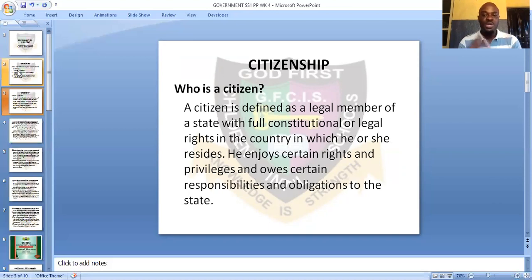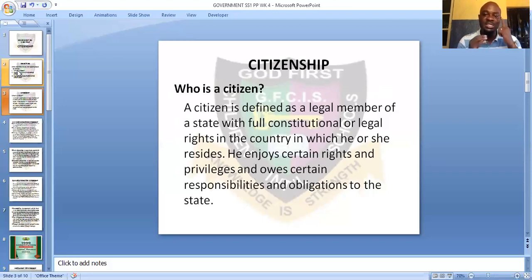And you can simply put that a citizen is someone who is a legal member of a particular state, or a citizen is a person who has privileges in a particular state as a result of being a member of such state. So you can use whichever. We have several definitions, so that's why I had to bring this simplest one for you.